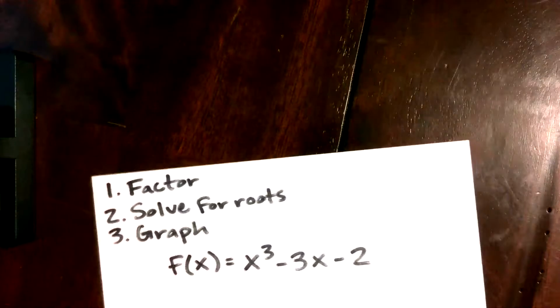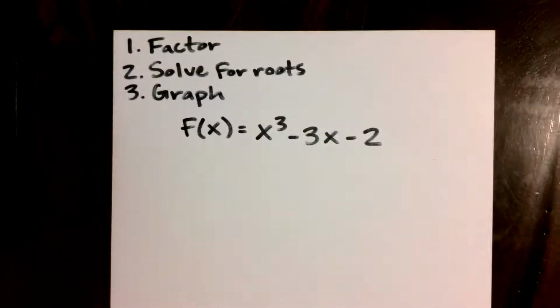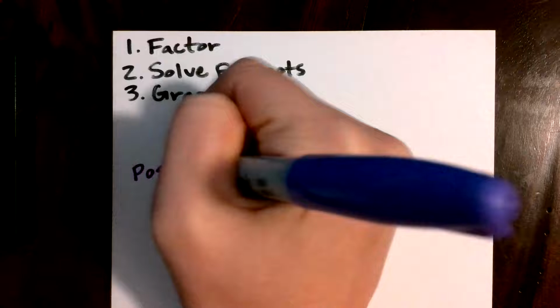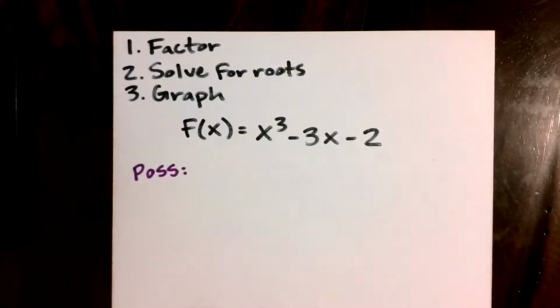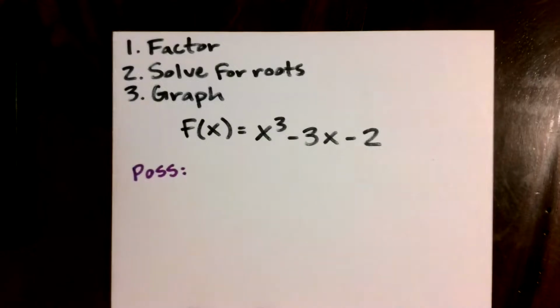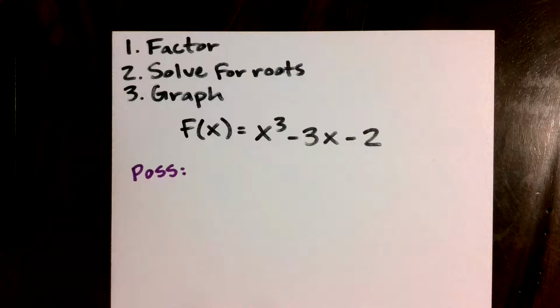one where we are doing all of the things. So for this one, we're going to factor, solve for all of the roots, and graph it. First we're going through our possible rational zeros. Of course, if you could factor it at the very beginning, that's always a good thing to try, but this is not factorable by grouping.